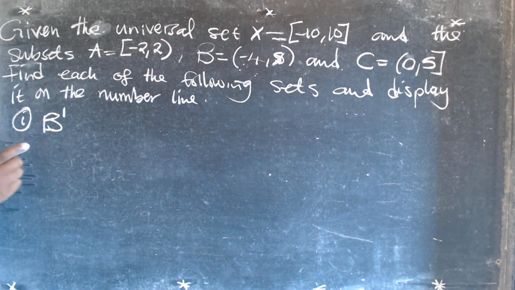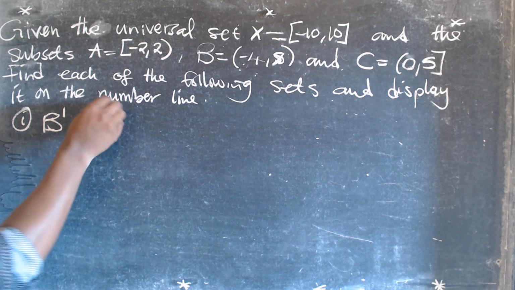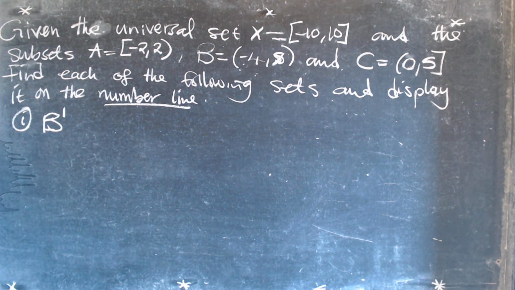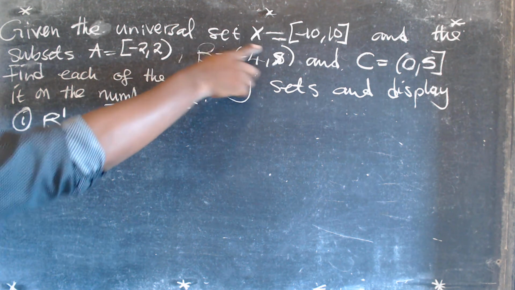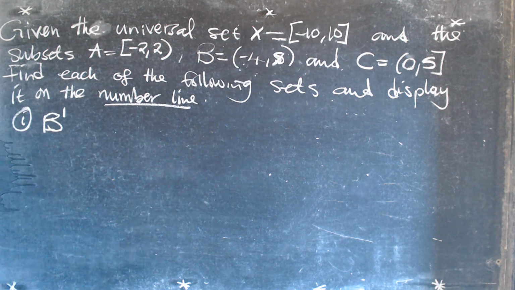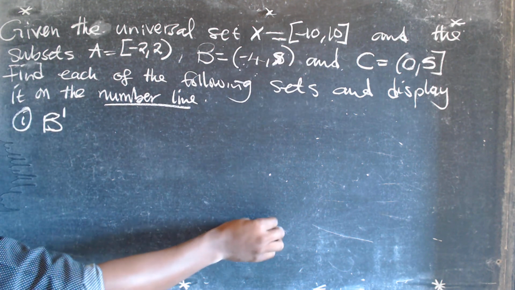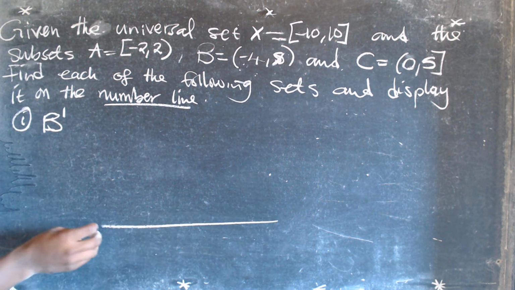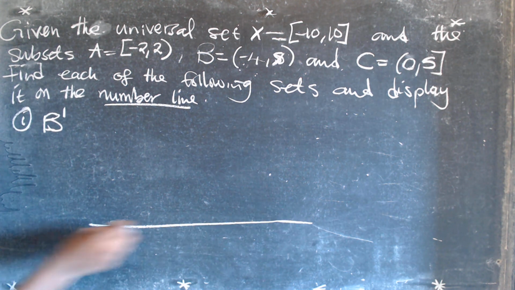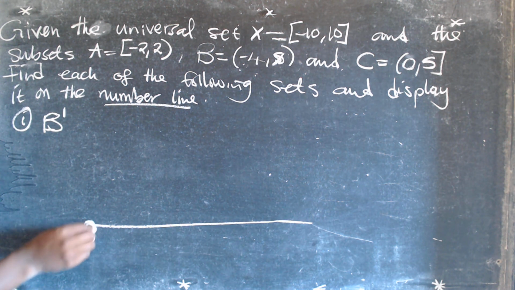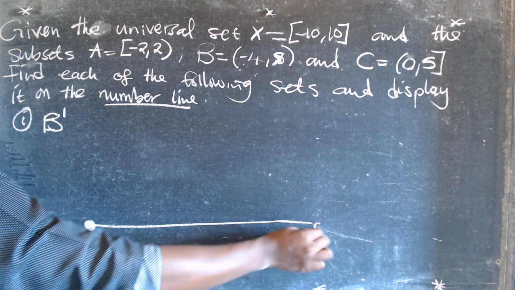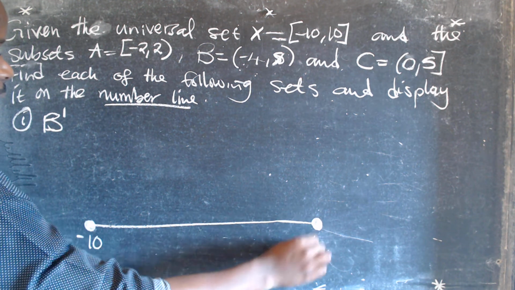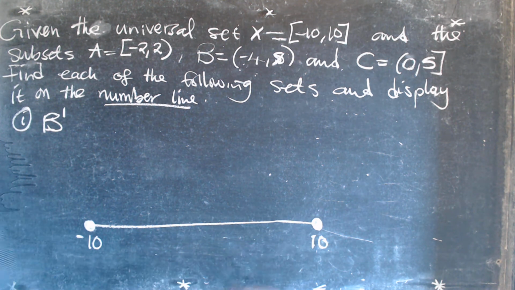So when you are showing this on the number line, we're supposed to start by showing the universal set. The universal set is from negative 10 to 10, where both numbers are part of the set. So to show that, you do this, you say, okay, this is, of course, negative 10. Since it is part of the set, you shade it. So this is going to be negative 10. And the other one, which is 10, is also part of the set. You shade it. We have shown the universal set.